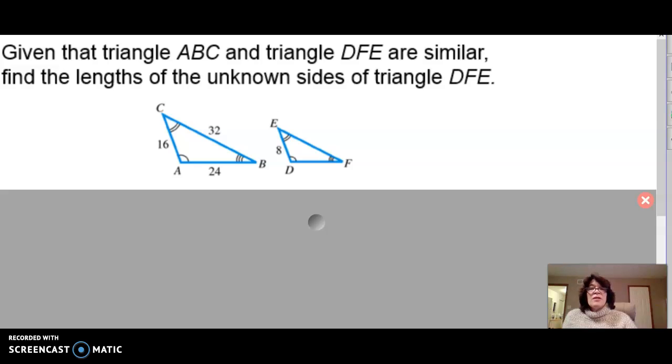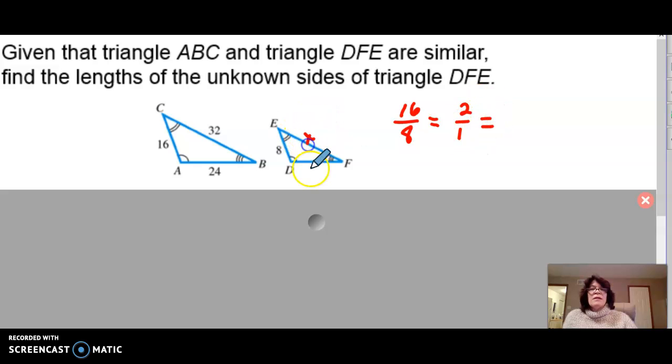Given that these triangles are similar, find the lengths of the unknown sides. Well, the sides are in the same ratio. So the only corresponding sides that I have that are known are the ones that go from the 1 angle to the 2 angle. So 16 to 8, which is what, 2? I'm going to reduce that. Every side has to be in a 2 to 1 ratio. So 2 to 1 is the same.